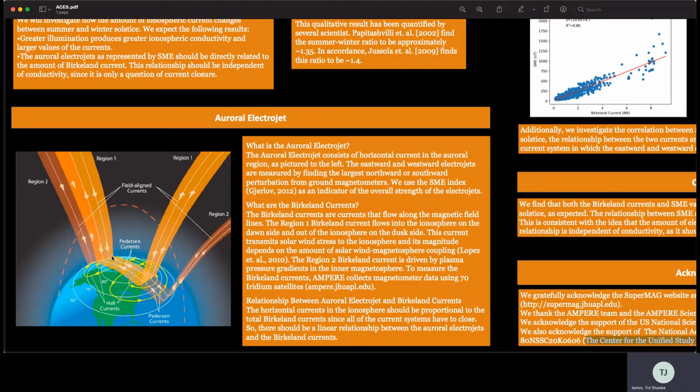As you can see here in the picture, the Birkeland currents and the eastward and westward electrojet are actually connected to one another. And in this case, the eastward and westward electrojet actually closes the Birkeland currents.